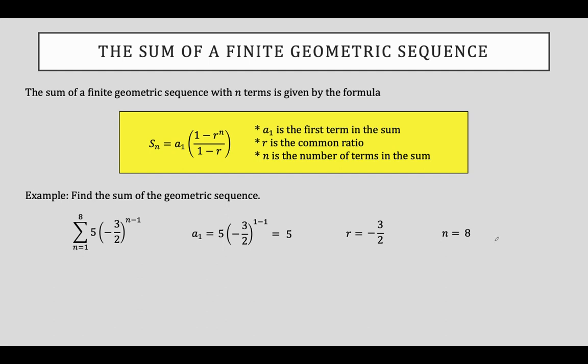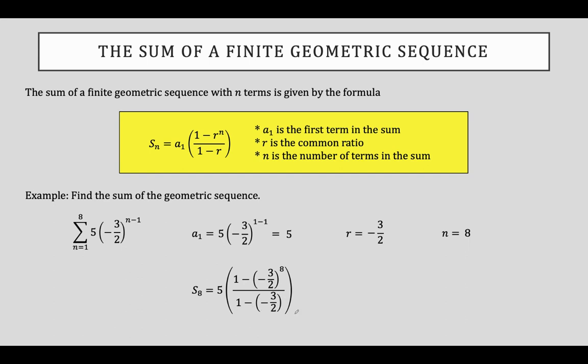Now that we have all these values, we can substitute them into our sum formula. S sub 8, this is the sum of 8 terms, is equal to 5 times the quantity 1 minus negative 3 halves to the 8th power, divided by 1 minus negative 3 halves. Now, before you go and try to plug all of this into your calculator at once, which can get a bit messy, notice all the parentheses that we would have to use, let's just try to simplify a few things out. I personally like to start with the denominator.